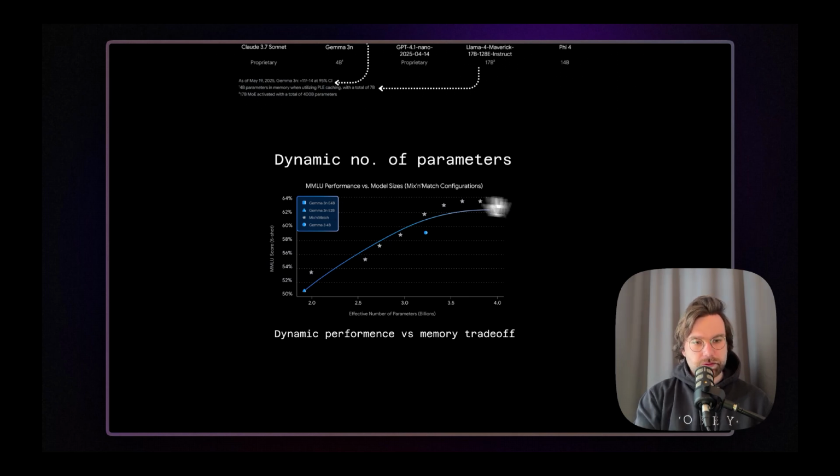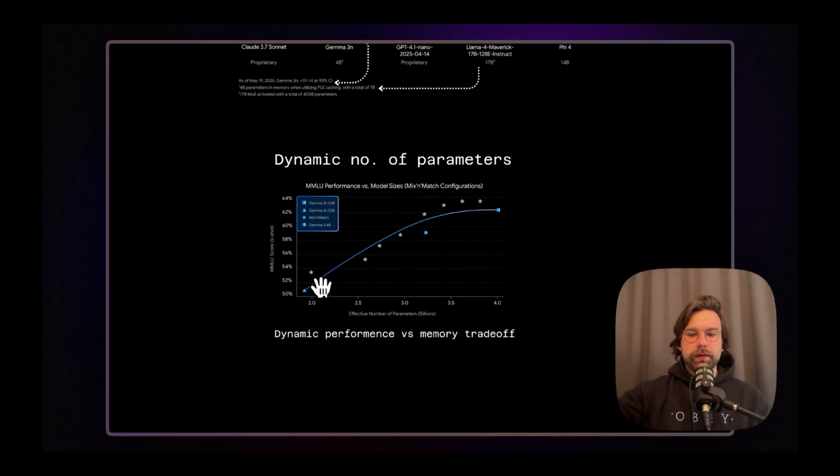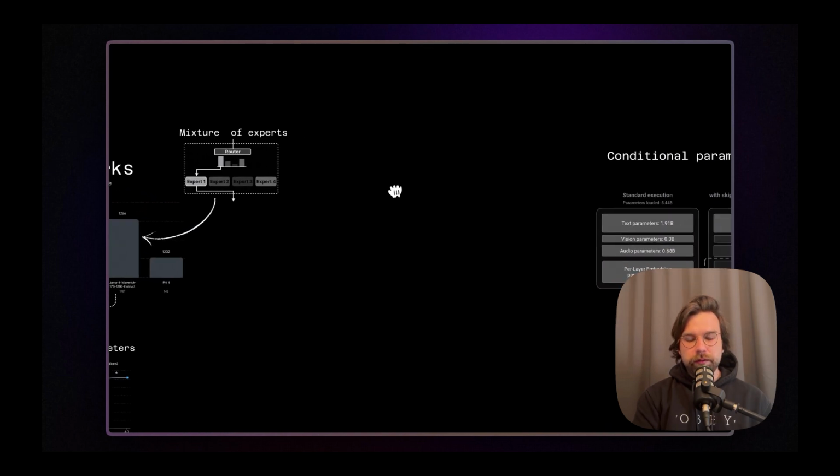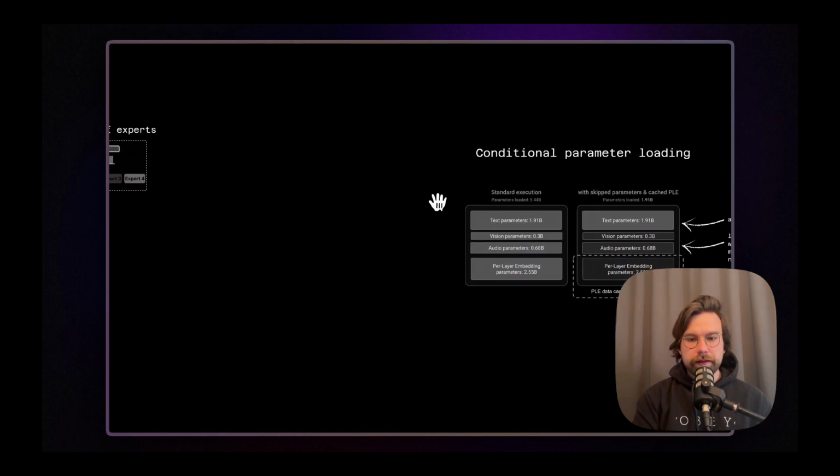3N E4B, which is the larger model using effectively 4 billion parameters, and 3N E2B using effectively 2 billion parameters. But this is just the two that they picked. You're technically able to choose the one you want that are aligned on this curve, right? They chose 2 points on this curve, and those are the models that they released, but you could technically choose any kind of model that you'd like. So let's talk about how they are able to achieve this dynamic trade-off.